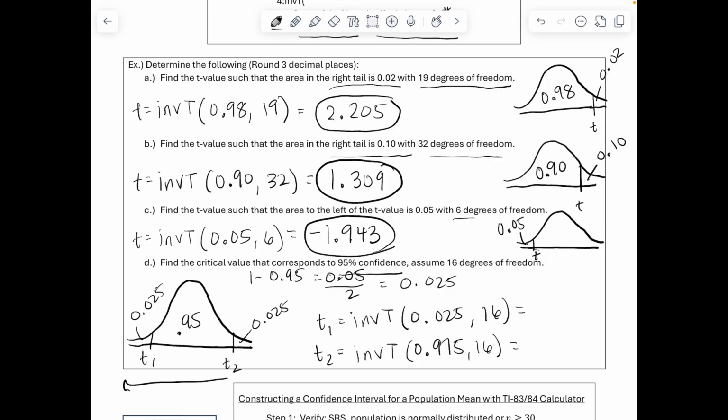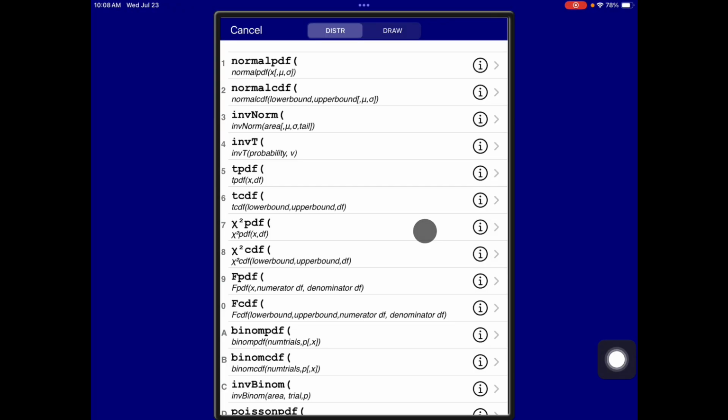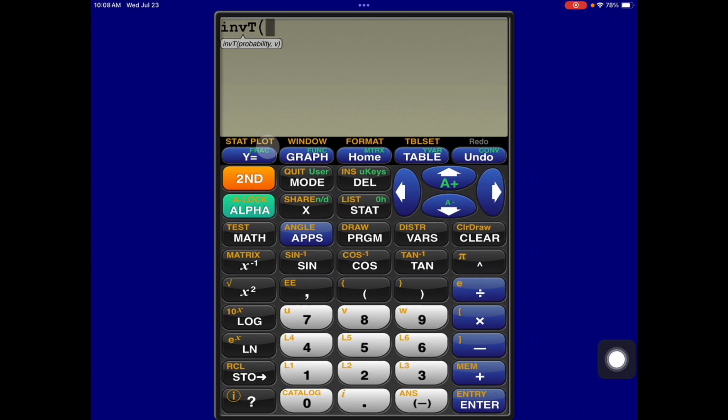Again, 16 degrees of freedom. On the graphing calculator, we're going to go second vars, inverse t. Area to the left is 0.025 and 16 degrees of freedom. Select enter. That's our first value.